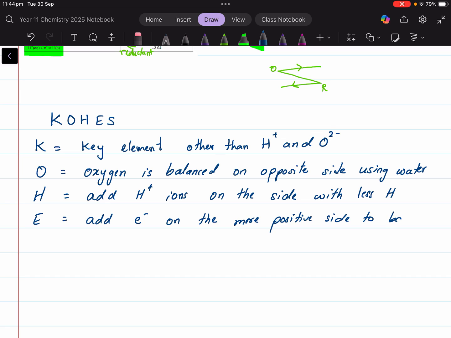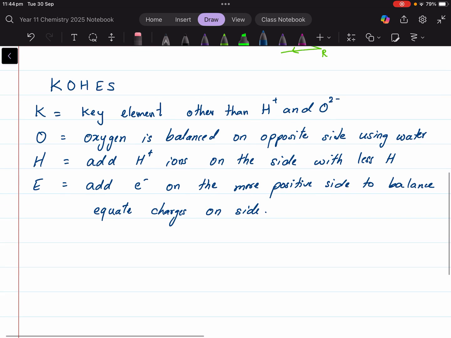to balance or equate charges on both sides. So the more positive side has got a higher positive charge, and you want to bring it down to the same charge on the opposite side by choosing to add a certain number of electrons.